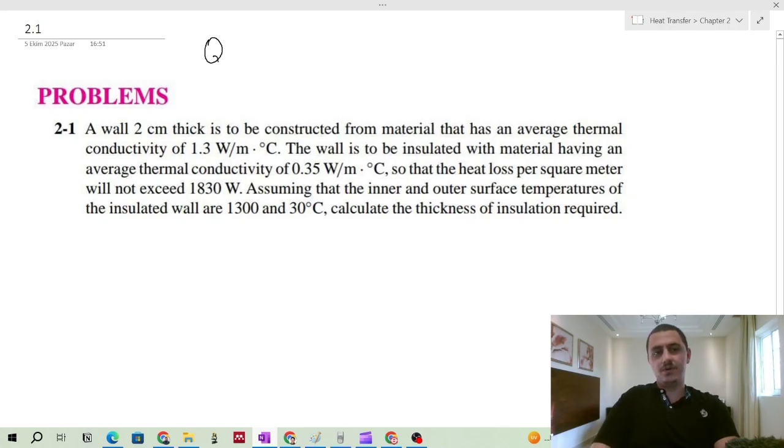Here we will use overall heat transfer coefficient. Okay, so we have U, capital U, which is overall heat transfer coefficient. When you multiply that with A and delta T, you get the heat transfer in units of watt.